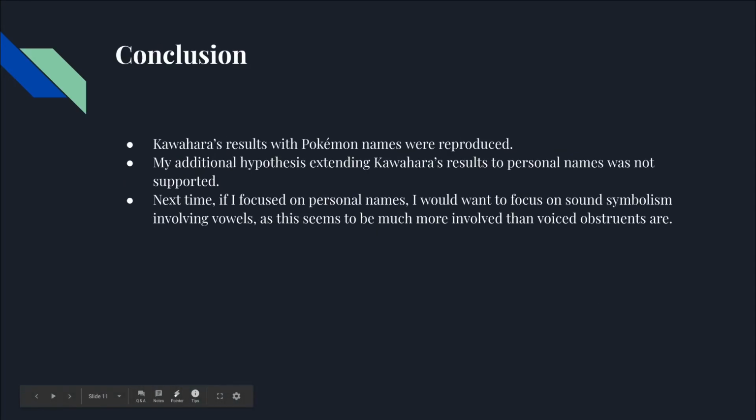So my conclusion here is that Kawahara's results with Pokemon names were reproduced. My additional hypothesis extending Kawahara's results to personal names was not supported. Next time, if I focused on personal names, I would want to focus on sound symbolism involving vowels, as this seems to be much more involved than voiced obstruents are. The correlation I saw there was stronger than anything I saw, even with the Pokemon.